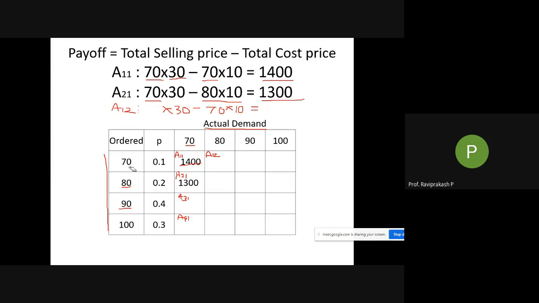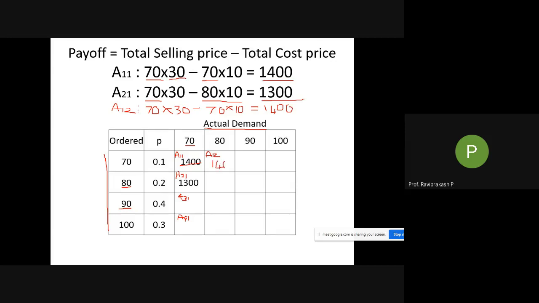So this 70 into 10, because I'm buying 70 at 10 rupees, this will be same. So if you see here, this also will be 70 into 30. Why? Because I can sell only that much I am having. So this is 70 into 30 minus 70 into 10. What is the value here? 1400. So this is also 1400.